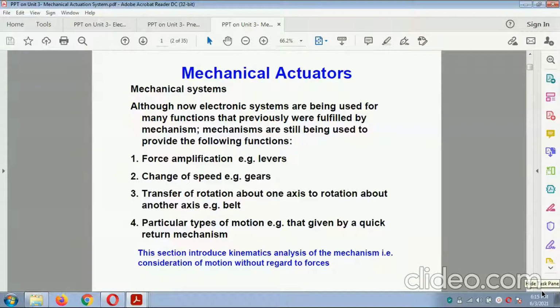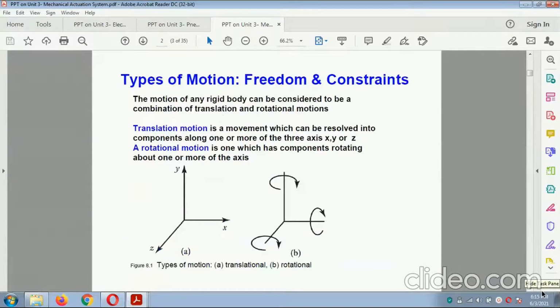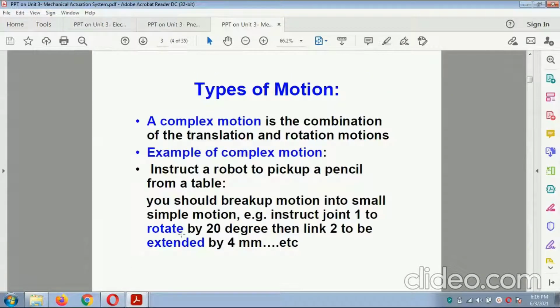This section includes the kinematic analysis of mechanisms, considered as motion without regard to the forces. The type of motion, the freedom and constraint. The motion can be rigid body and can be considered to be a combination of translational and rotational motion. Translational motion is a movement which can be resolved into components along one or more of the axes, that is X, Y, Z. Rotational motion is one which can have components rotating about one or more axes. This is the diagram of rotational motion, and this is translational motion. A complex motion is a combination of translational and rotational motion.